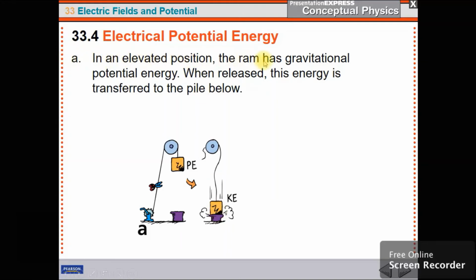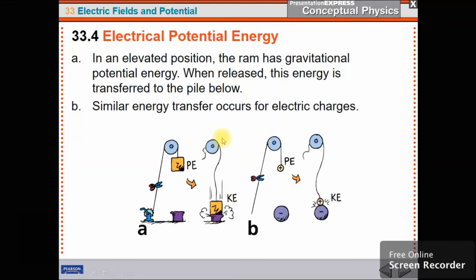In an elevated position, the ram, that's the brown colored cube, has gravitational potential energy. When released, the energy is transferred to the pile below. That metal is the pile that you're trying to drive into the ground. Bam, you can see how it got a little bit lower there, right? So this is the classic example of gravitational potential energy being turned into kinetic energy to do some work. It's driving the pile, basically a big nail, deep into the ground.